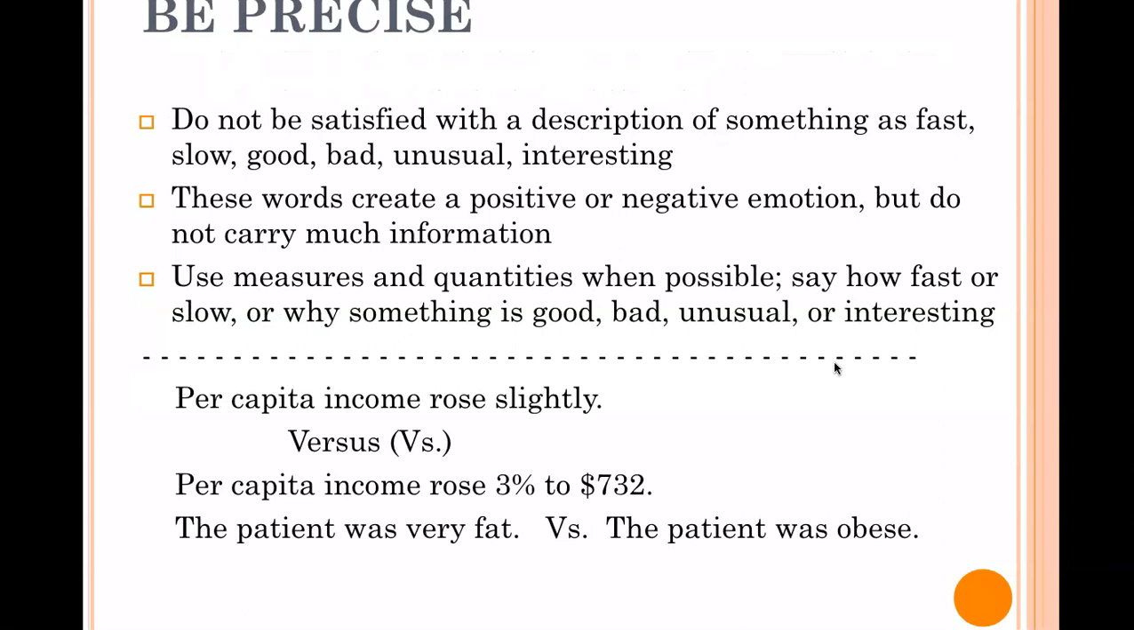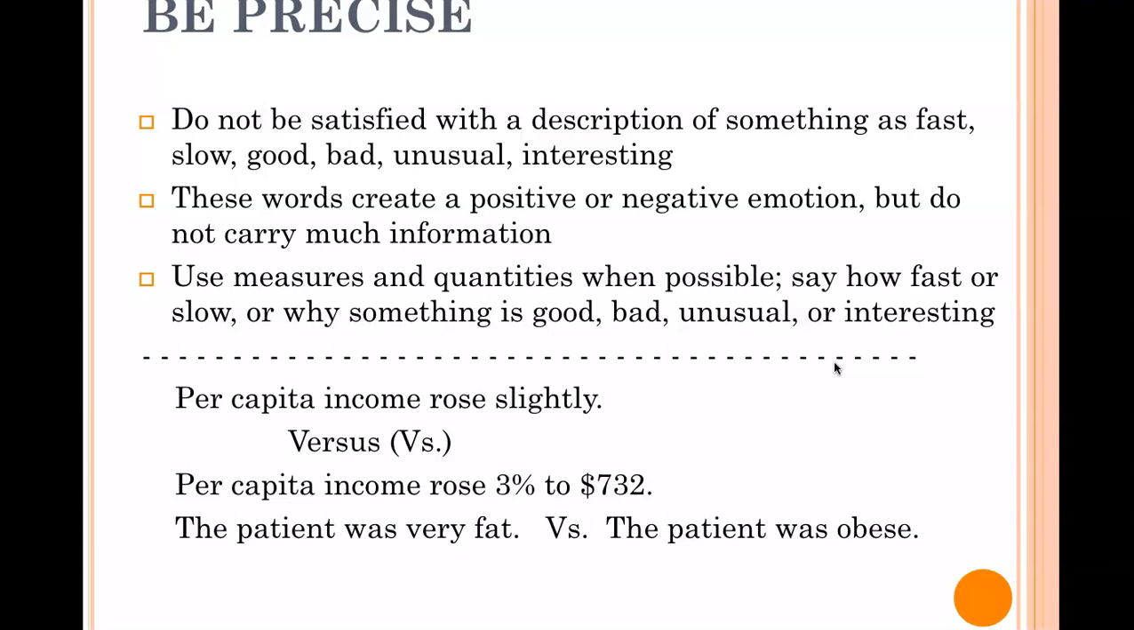So, how to be precise? Do not be satisfied with a description of something as fast or good or bad, unusual or interesting. Write specific things, findings in proper language. Try to use positive emotions in your writing, and write sentences that carry information, not what you think or the emotions that you want to express.